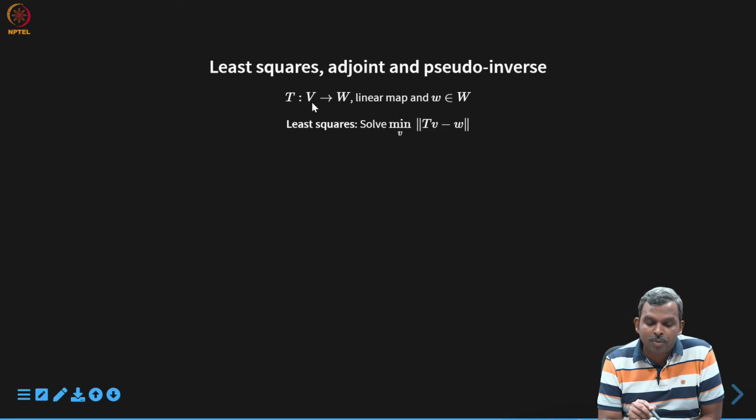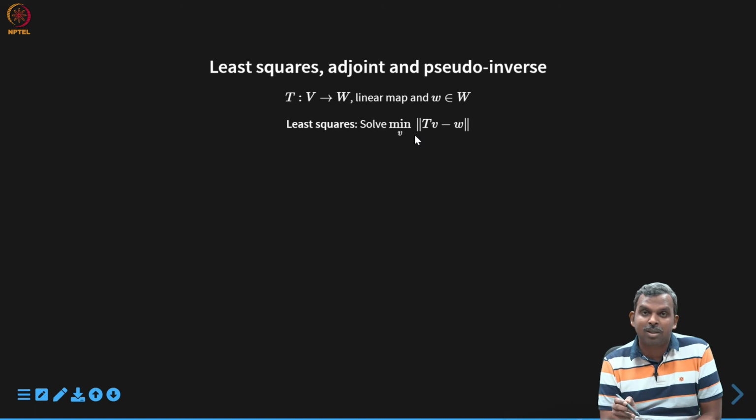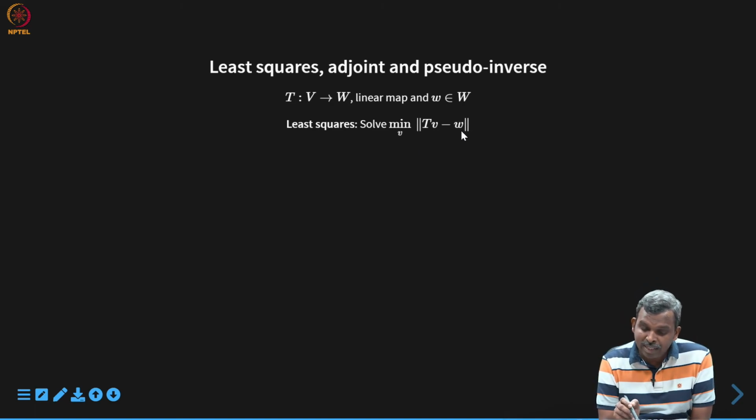Supposing you have a linear map T from V to W and you have a vector w in W. Okay. What is this least squares problem? It is like solving Tv equals w, except that sometimes it may not have a solution. If it does not have a solution, you simply find the least distance between Tv and w, right. So, that is this minimum over v of norm Tv minus w. If you solve this, you get a least squares solution.